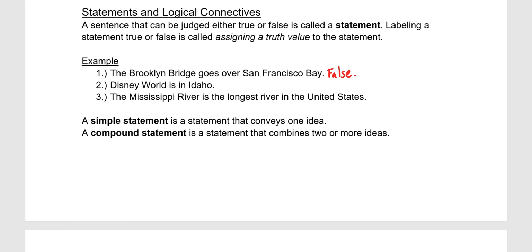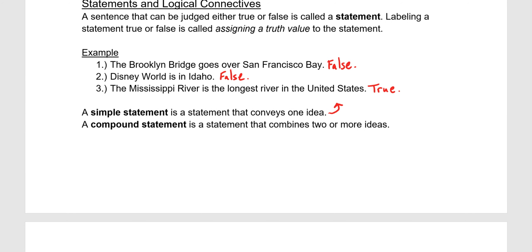The next one is Disney World is in Idaho. This is also false. Disney World is in Florida. It is not in Idaho. And the last one is the Mississippi River is the longest river in the US. This one is true. So these are all examples of simple statements, and a simple statement is a statement that conveys just one idea. And we're going to be doing compound statements in a little bit. A compound statement is going to be a statement that combines two or more ideas.